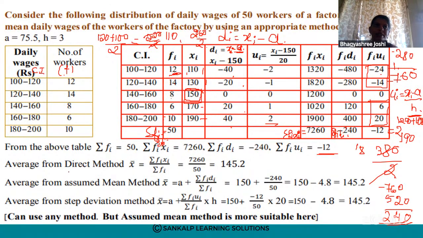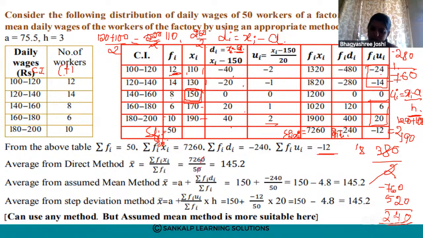Okay, so direct method. First, we'll calculate the mean by direct method. From direct method, formula is x bar is equal to sigma Fi xi divided by sigma Fi, is equal to 7260 divided by 50.